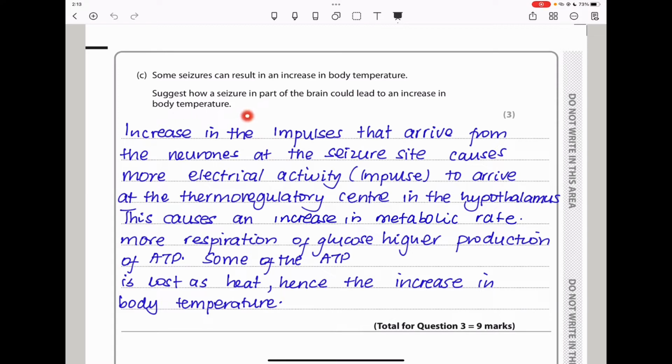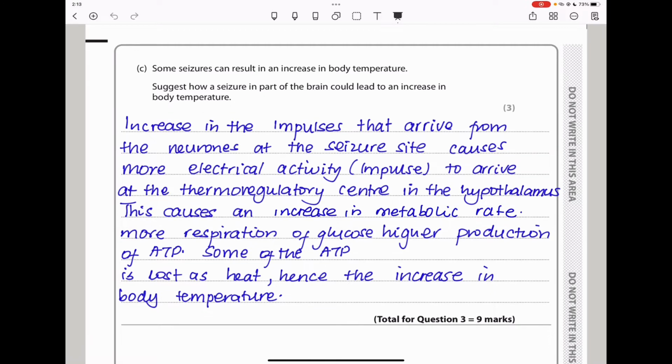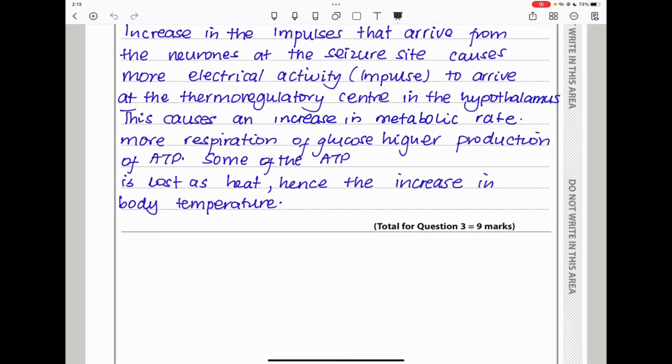increase in body temperature. Here I say, increase in the impulses that arrive from the neurons at the seizure site causes more electrical activity or impulses to arrive at the thermoregulatory center in the hypothalamus. This causes an increase in the metabolic rate. So here we can see more respiration of glucose, higher production of ATP, and some of the ATP is lost as heat, hence the increase in body temperature. This is a 3-mark question, and writing all this would be able to get you the 3 marks you're looking for. So this brings us to the end of question 3. Let's move on to question 4.